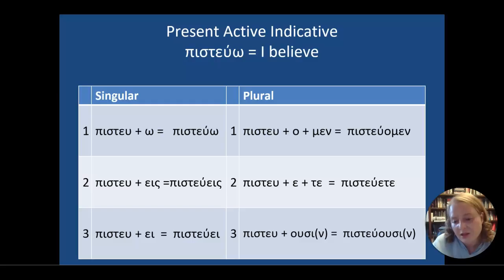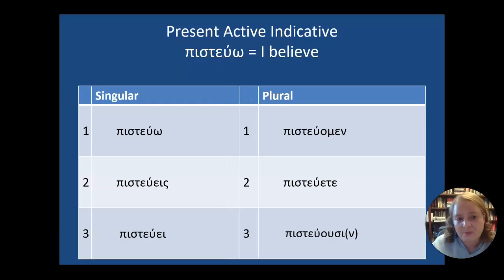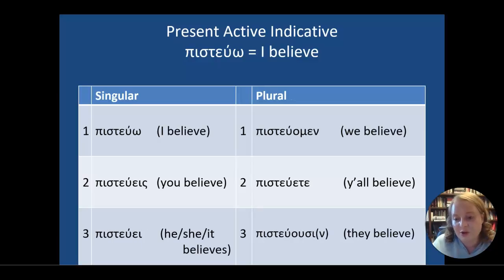But these are them. Again, pisteuo, I believe. Pisteueis, you believe. Pisteuei, he, she, it believes. Pisteuomen, we believe. Pisteuete, y'all believe. Pisteuousi, they believe. So these are them. That's the verb that we're going to learn things on. Even though we're going to learn the luo song, after this we're going to focus on this verb, I believe.